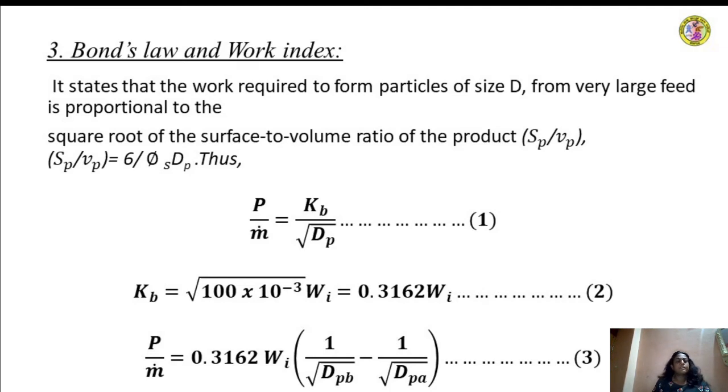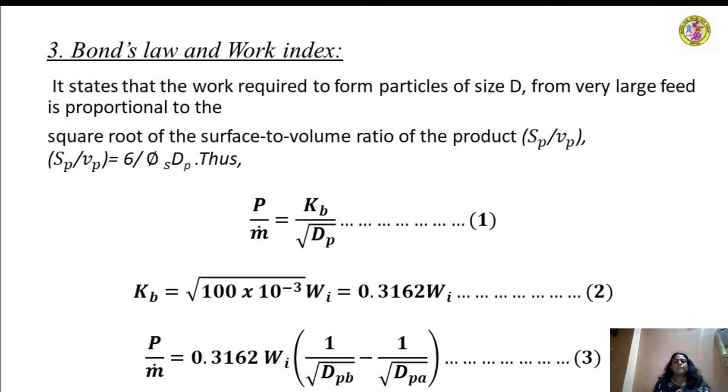The statement in mathematical form will be P by m dot equals Kb divided by square root of dp. Here dp represents the diameter of the product. Kb is the proportionality constant called the Bond's constant. P is the power required in kilowatts. M dot is the rate of feed to the size reduction machine in tons per hour.